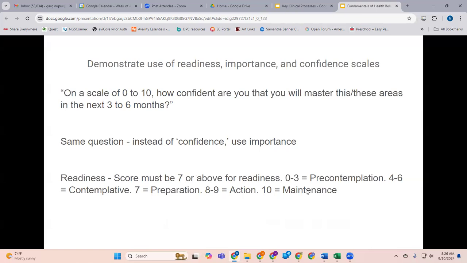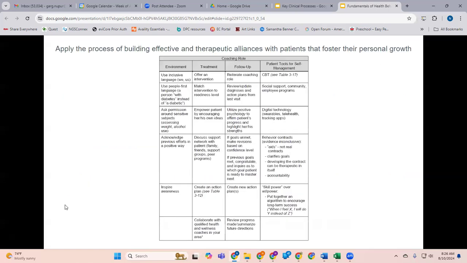Or like which phase their score is in. Like you've determined that this person is at a confidence or readiness level of 5. So which phase are they in? And you might be tempted to say preparation, but it's actually contemplative. So that might be the other question.